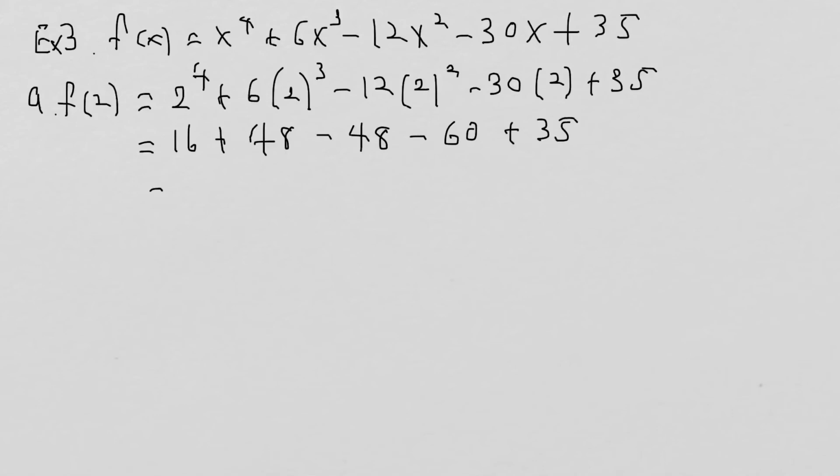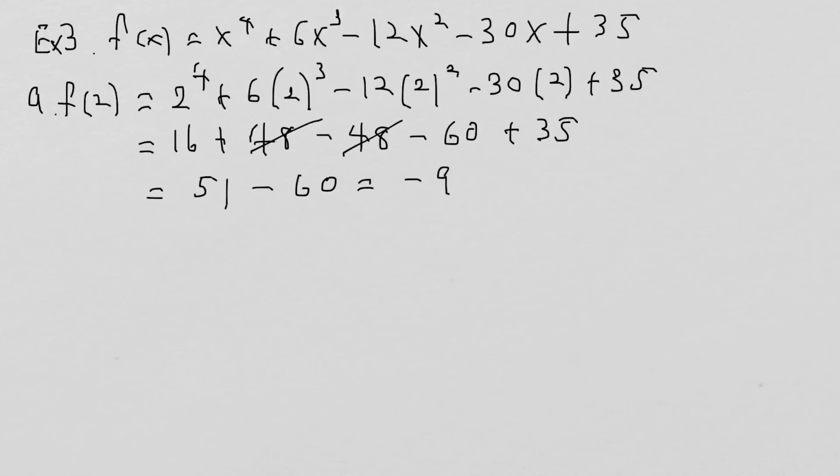And when you add all the positive, you end up getting 51. And don't forget positive 48, negative 48 cancel out. And then the negative is 60. So you end up getting negative 9, right? Remember doing that for the evaluations.